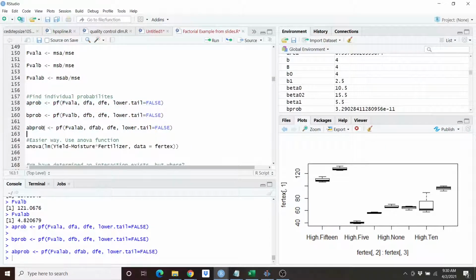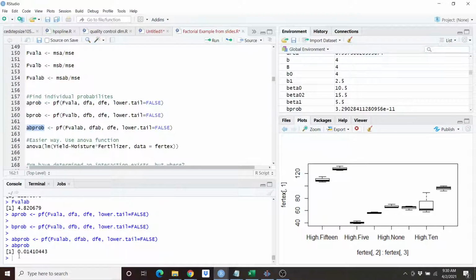Now remember, we're testing for interaction, and so I want to see if there's a significant interaction. And what I see is I've got a p-value of 0.0141, which is less than 0.02. Therefore, there is an interaction.